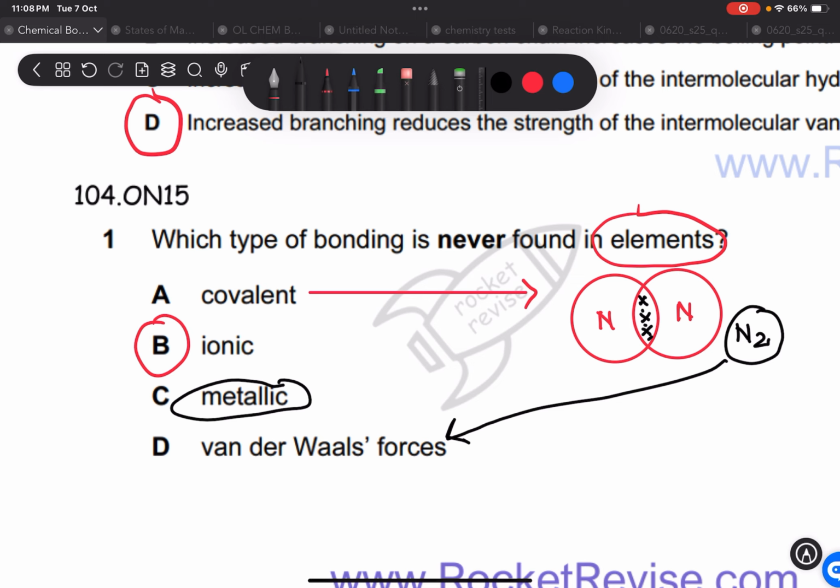Metallic bond is found in all metallic elements. All metallic elements have metallic bonding. Like, for instance, sodium, magnesium, all have metallic bonding.